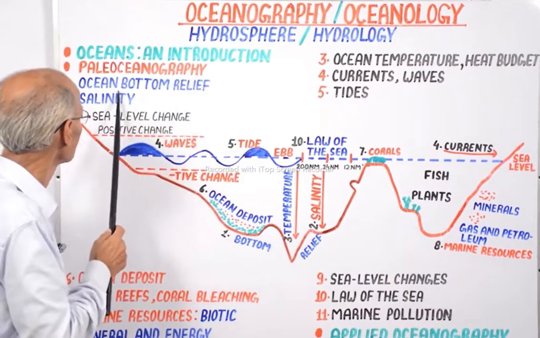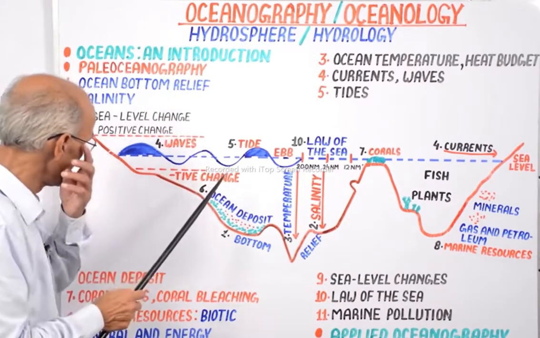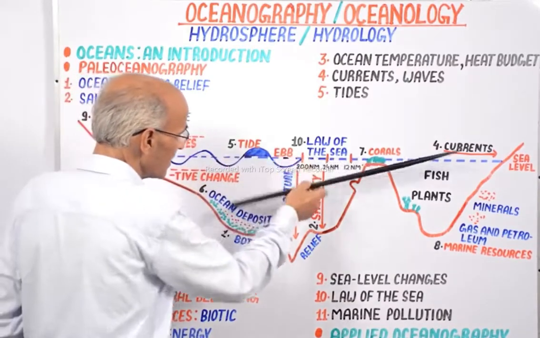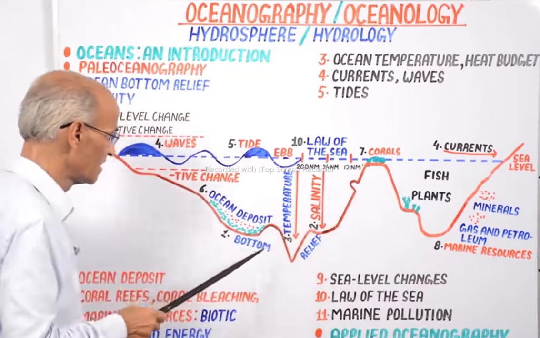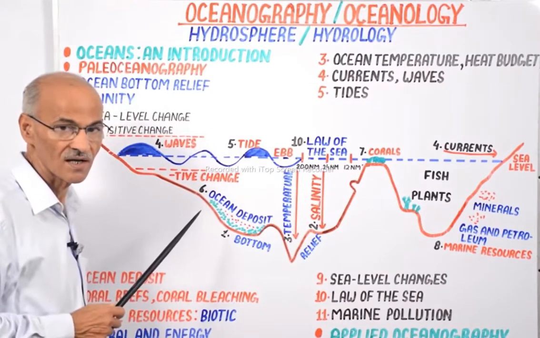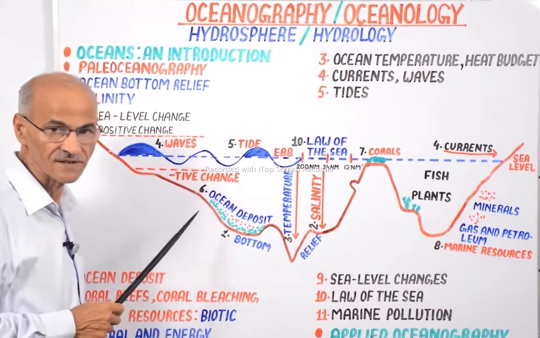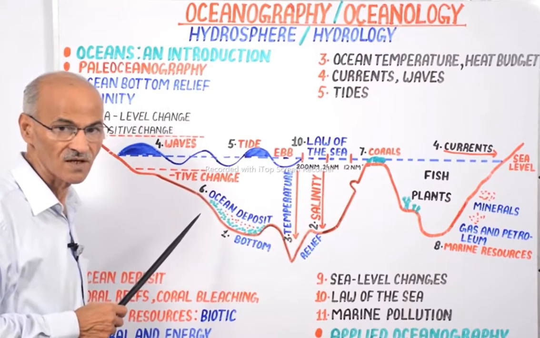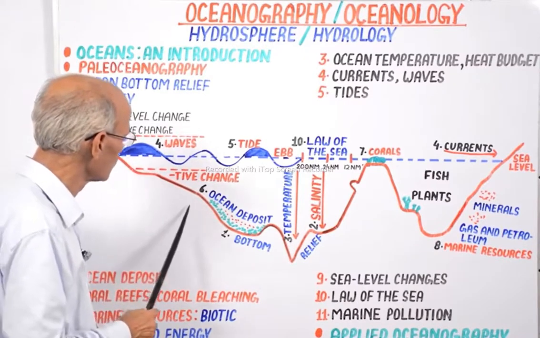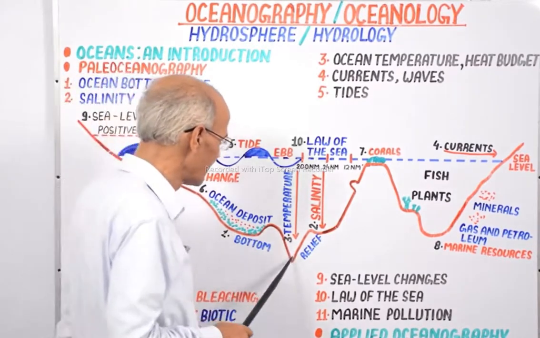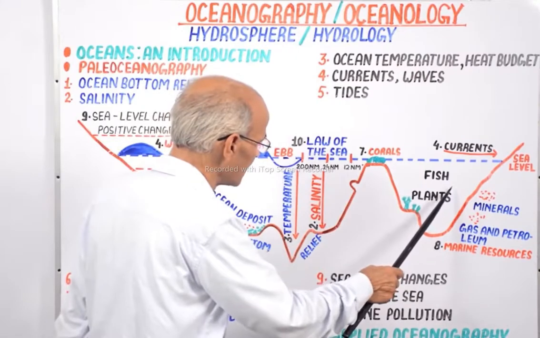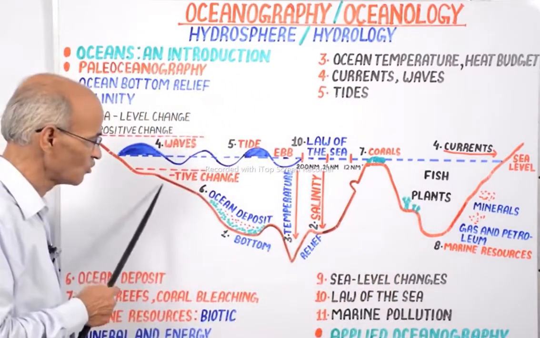The first chapter prescribed is ocean bottom relief. You are saying that this is sea level, and this is the ocean basin, and the ocean basin is made up of a number of reliefs. As you study relief features on the continents like mountain, plateau, and plain, in the same way here there are reliefs like continental shelf, slope, deep sea plain, canyon, trench, deep, and ridge, and this is called epicontinental sea. So this is ocean bottom relief.